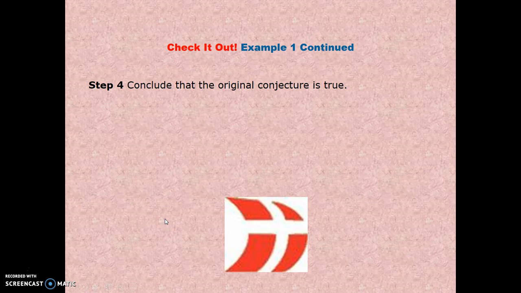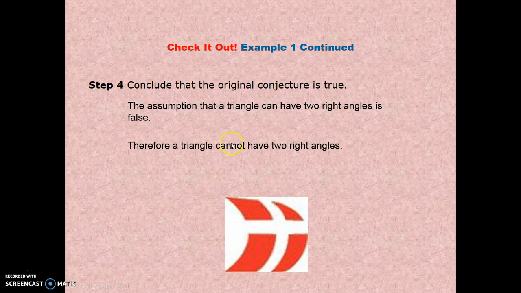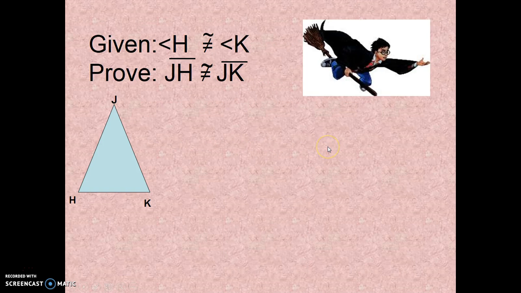That's impossible. So let me ask, did we prove this proof? Yes, we did it indirectly. So that's what an indirect proof looks like. Now we can conclude that the original conjecture is true, that they cannot have two right angles. So right here, cannot have two right angles.